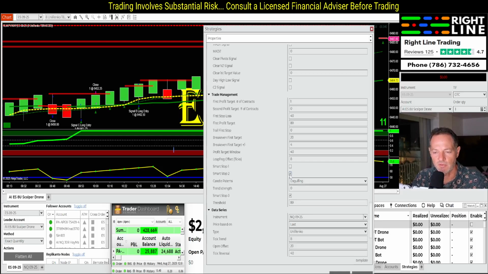Smart Stop 2 is our candle pattern recognition. So we have different candle patterns that you can pick in here.